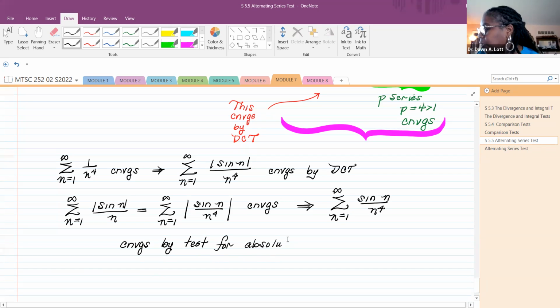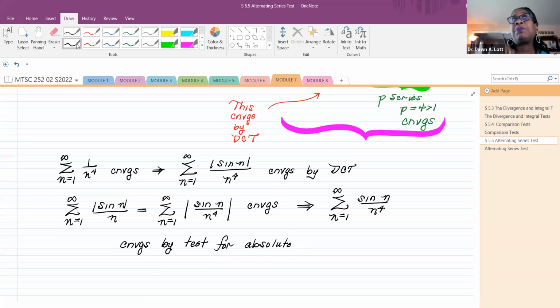So in other words, I look to see if the absolute value converges. And when I look to see if that converged, I was able to show its absolute value is less than something that converged. So I used a direct comparison test to show the absolute value converged. Once the absolute value converged, then the other series converges absolutely.